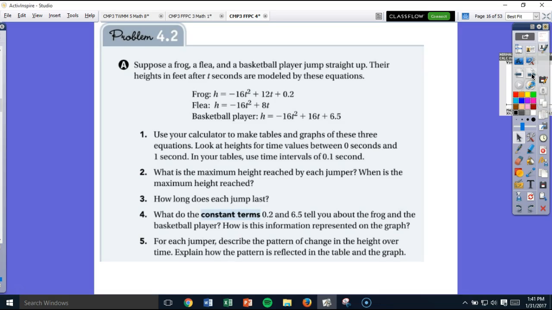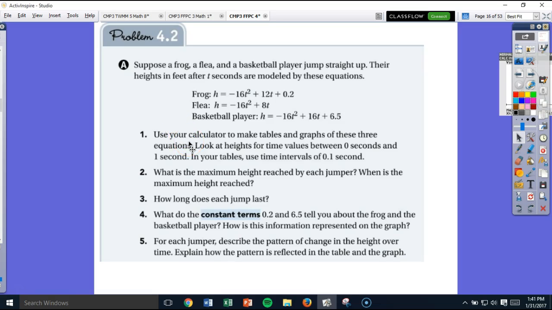Part A tells us, suppose a frog, a flea, and a basketball player jump straight up. Well, we won't say exactly straight up because it wouldn't completely be a parabola if it was perfectly straight up. But for argument's sake, they jump straight up. Their heights in feet after t seconds are modeled by these equations. Frog is h equals minus 16t squared plus 12t plus 0.2. The flea is h equals negative 16t squared plus 8t. And then the basketball player is h equals negative 16t squared plus 16t plus 6.5. Notice the similarities and differences in each of these equations.